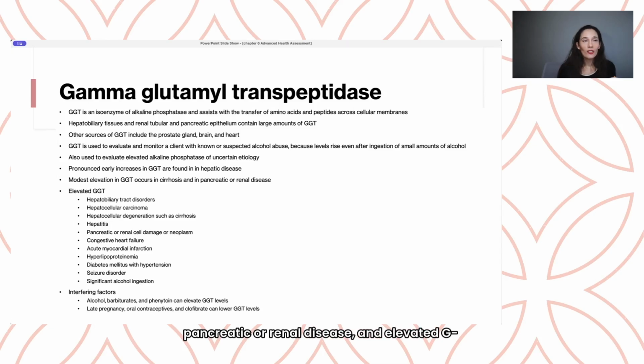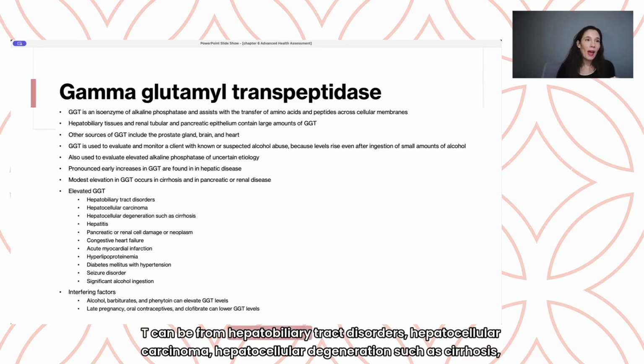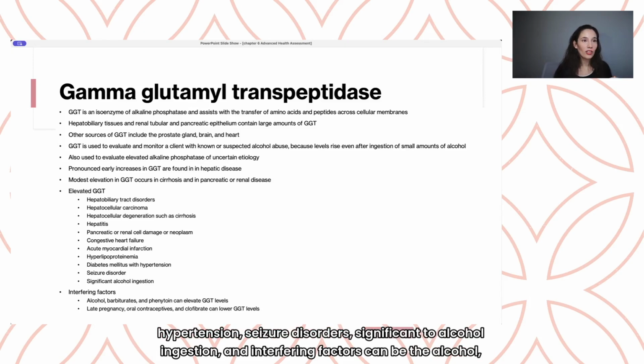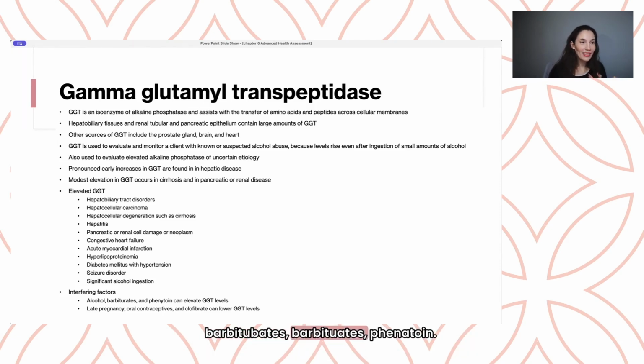And elevated GGT can be from hepatobiliary tract disorders, hepatocellular carcinoma, hepatocellular degeneration such as cirrhosis, hepatitis, pancreatic or renal cell damage, or neoplasm, congestive heart failure, acute MI, hypolipoproteinemia, diabetes with hypertension, seizure disorders, significant alcohol ingestion, and interfering factors can be the alcohol, barbiturates, phenytoin, and late pregnancy and contraceptives can lower it.